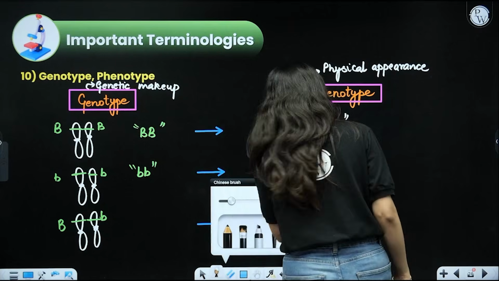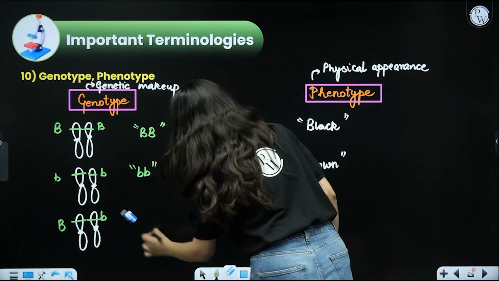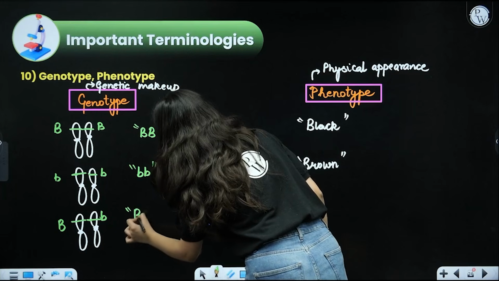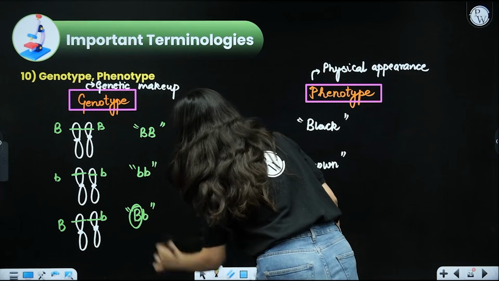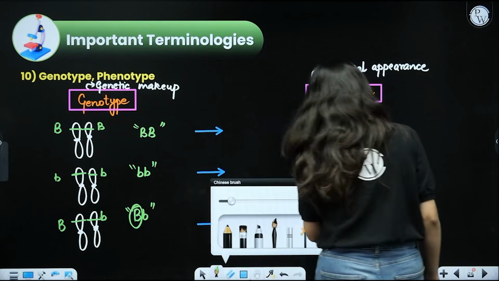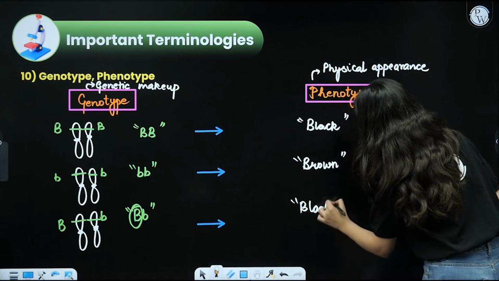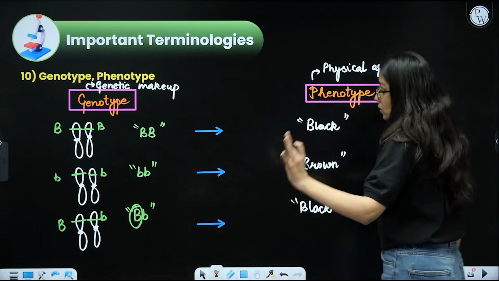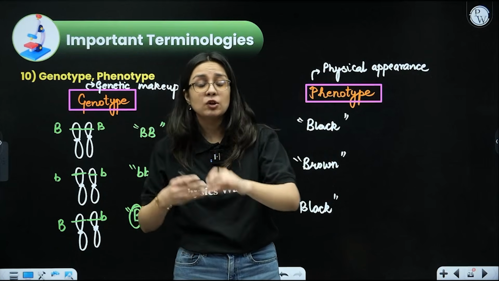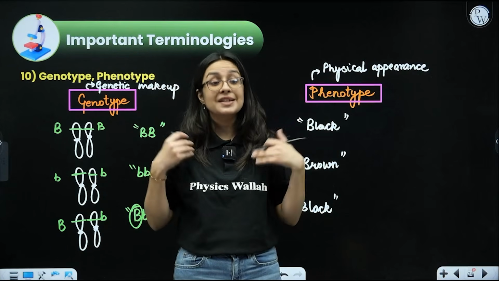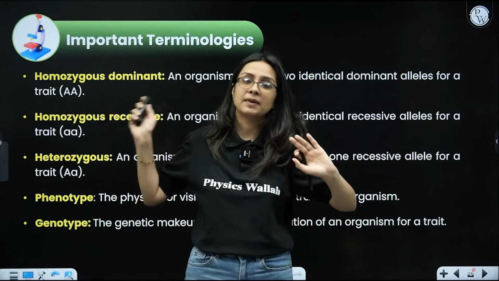Talking about the third case, we have another combination, that is capital B and small b. Let me rewrite it precisely, capital B, small b. Over here, since there is one dominant allele of capital B, that means the hair color will be again black. It will be black because dominant will express and the recessive one will not be able to express. So this is how the phenotype is going to look. Genotype is what is present in the genetic makeup on the chromosome, and phenotype is what is present physically, what you can see actually. Physical appearance, phenotype; genetic makeup, genotype.